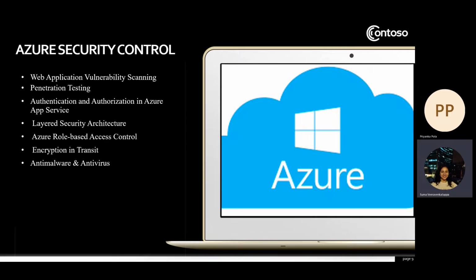We have already learned in our class what penetration test is. Then authentication and authorization in Azure App Service, that is to authenticate and then authorize the user. Then layered security architecture, nothing but different layers of security controls being put into measure. And then Azure role-based access control, where access is defined for different roles and they are not given standard access. It's based on their roles that they're given access.